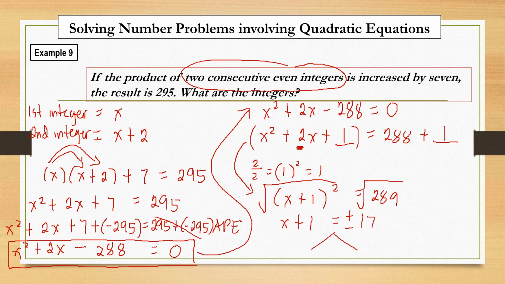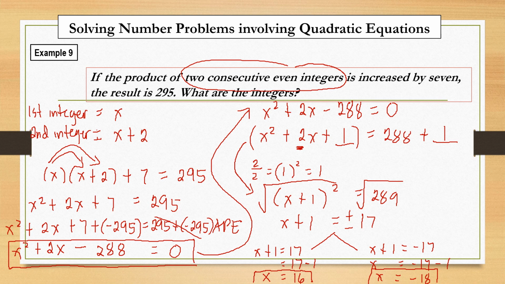So for our first solution, we have x plus 1 is equal to 17. For the second one, we have x plus 1 is equal to negative 17. So this is 17 minus 1, that is equal to 16. Here we have negative 17 minus 1 is negative 18. The product of two consecutive even integers. Okay, so again, for this problem, there are two possible answers.